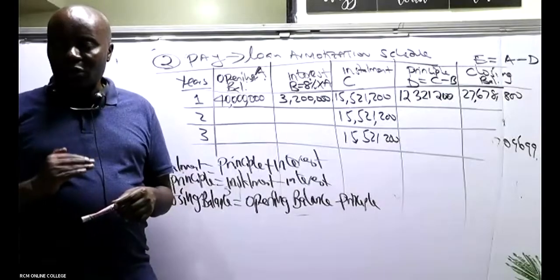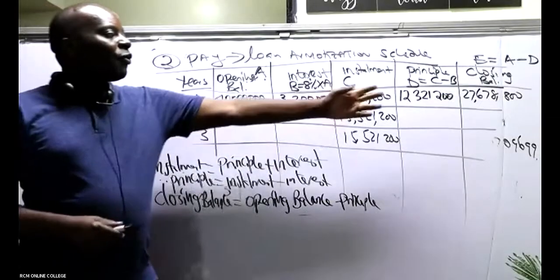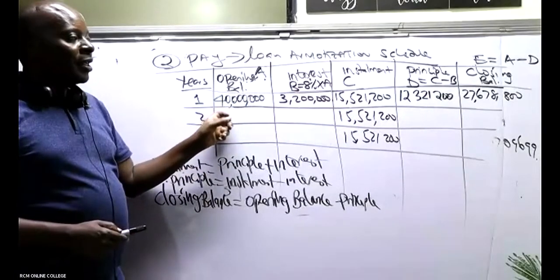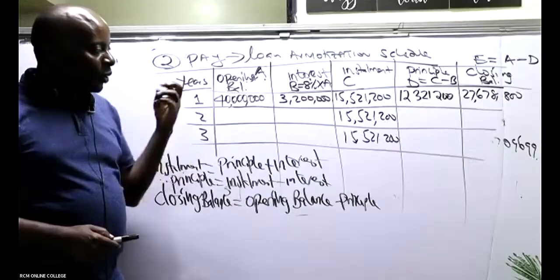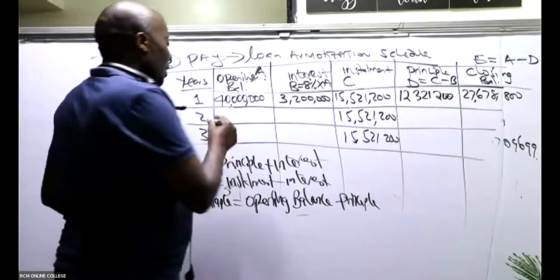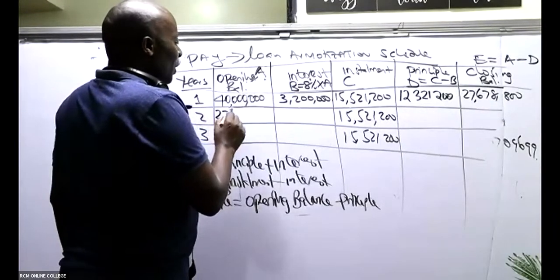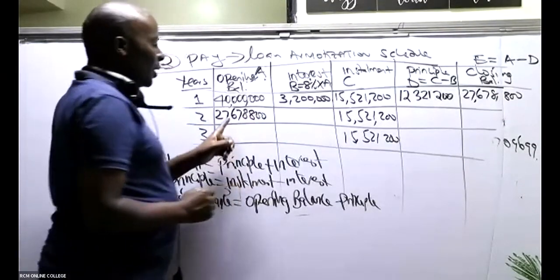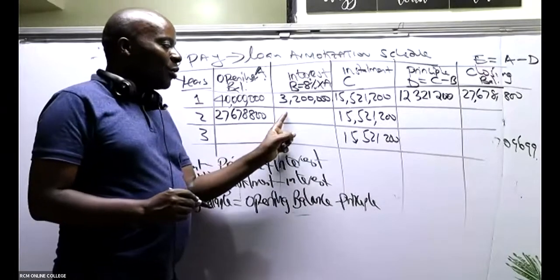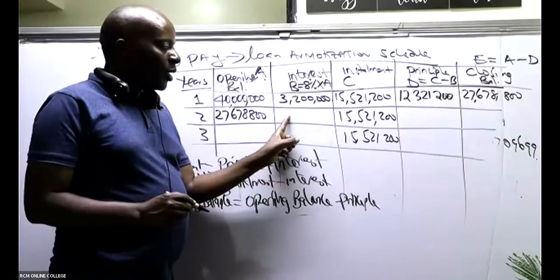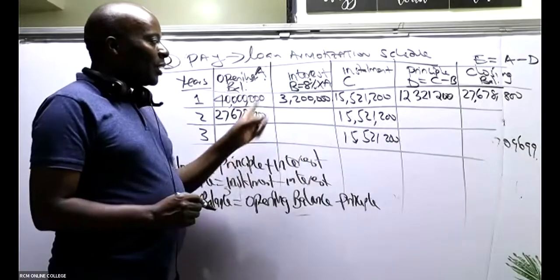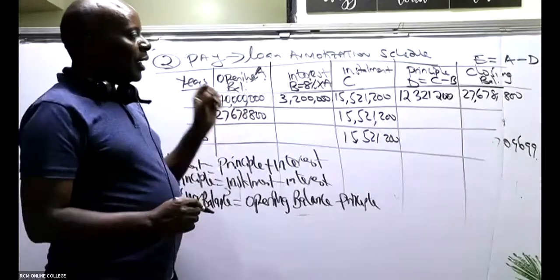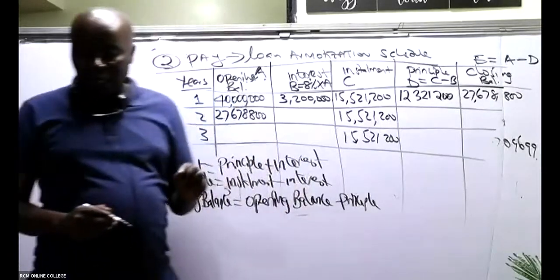The opening balance of year number 2 will be the closing balance for year 1. So we bring this closing for year 1 down here. This is what we start with; we closed with it there, we shall open with it here. So we have here 27,678,800. Now this is the amount that we shall use to charge you year 2's interest. So you take this one times 8%, because interest will always be levied on the opening balance.